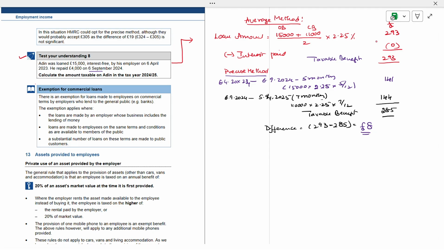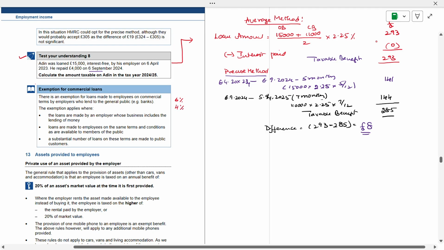Okay, when we are doing this, see what are the commercial loans they have said. If the actual loan is going to be 6% and we are getting a loan at 4%, then we have to take the subsidized rate, and you have to take into consideration the official rate of interest. Okay, official rate of interest.